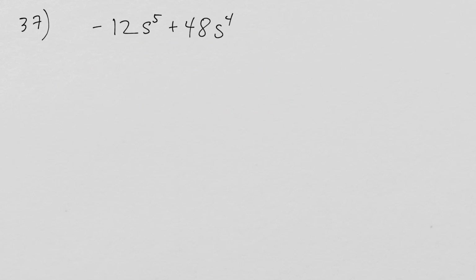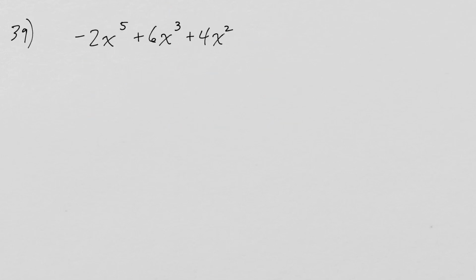Okay, so we have two terms here. 12 can go into both of them, but instead of pulling out just a 12, I'm going to pull out a negative 12 so that my leading coefficient is not negative. And then we have an s. Here's a 5 and a 4. 4 is smaller, so I'll pull that out. And it leaves me with s minus 4. And that's all I can do.